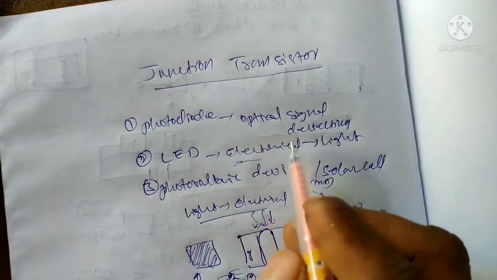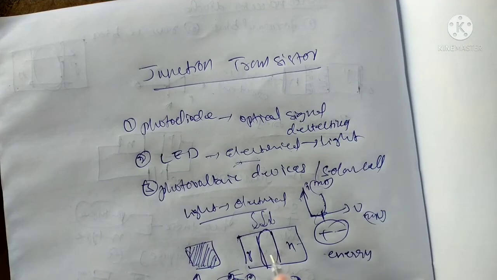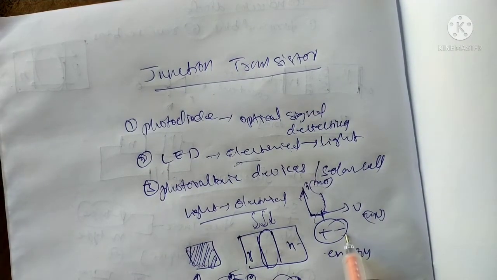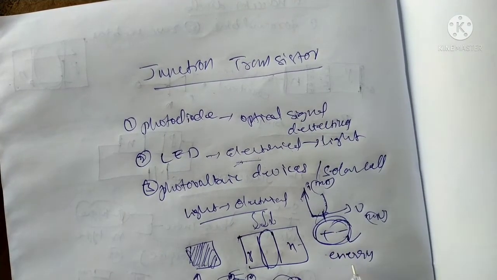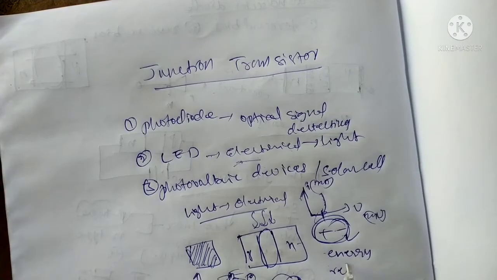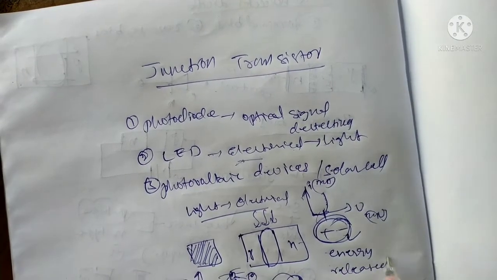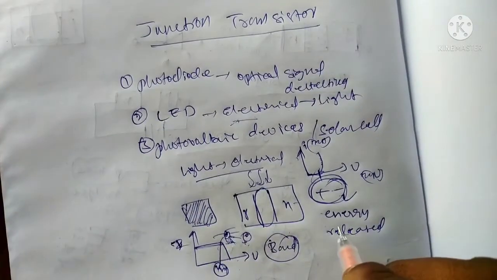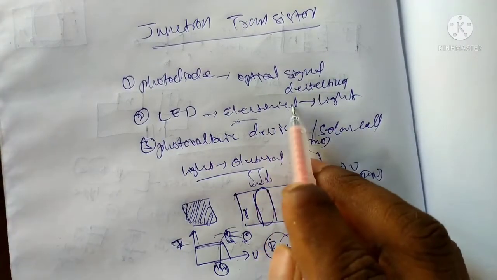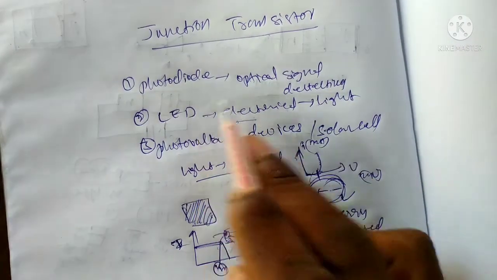Here, when sunlight falls on the p-n junction layer, that is the depletion layer, electron-hole pairs are generated. When you create electron pair generation, some amount of energy is released. This energy is used for optical signal detecting in the case of the photodiode.